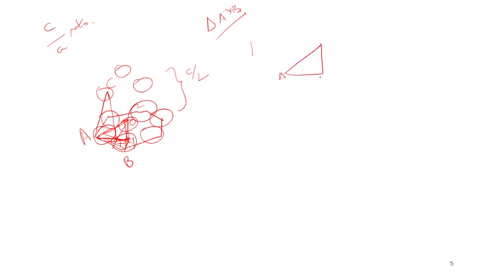So this is A, this is B, and this is Y. We know that the angle between this is 30 degrees. Why is it 30 degrees? Because we are taking, let's say this is AOB, right?